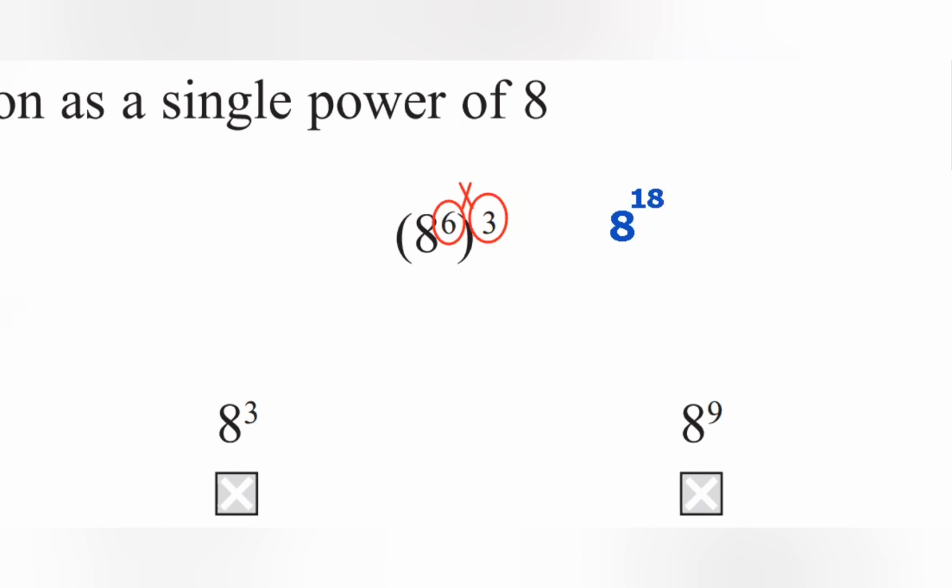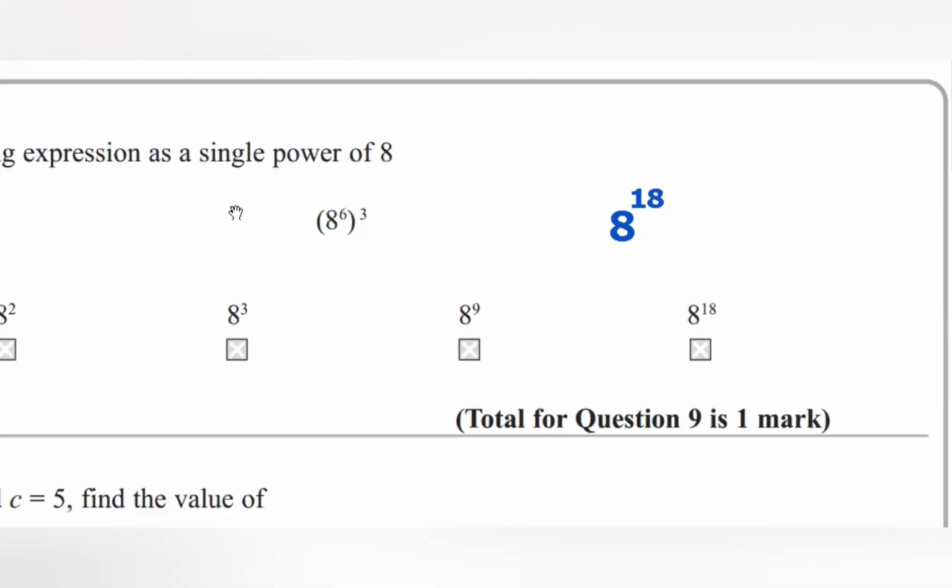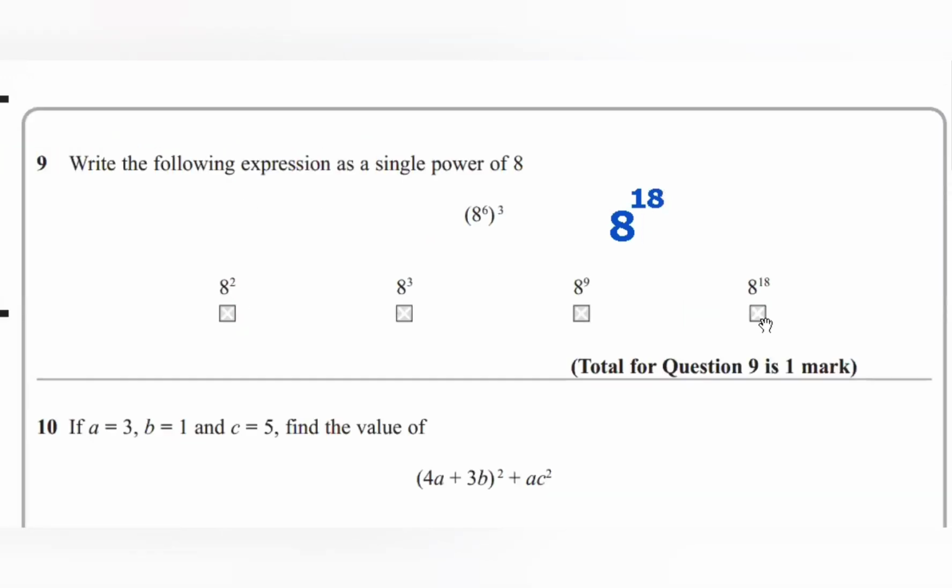Now let's check if we have 8 power of 18. Yes, we do. It's answer D. So for question 9, it's D, 8 power of 18. Okay, that's the answer. As we said, if we have a power of a power, we multiply the powers by each other and we just write the number as it is, which is 8. So 8 power of 18.